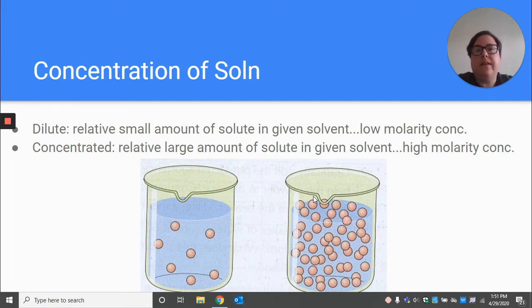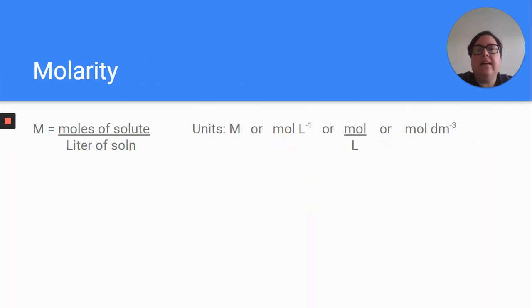Concentrated, you have a large amount of solute in that given solvent. So you would have a high molarity, and that's an example of the picture on the right. To calculate molarity, we do moles of solute per liter of solution. Now this formula is given to you on page 3 of your reference table, so you have it.